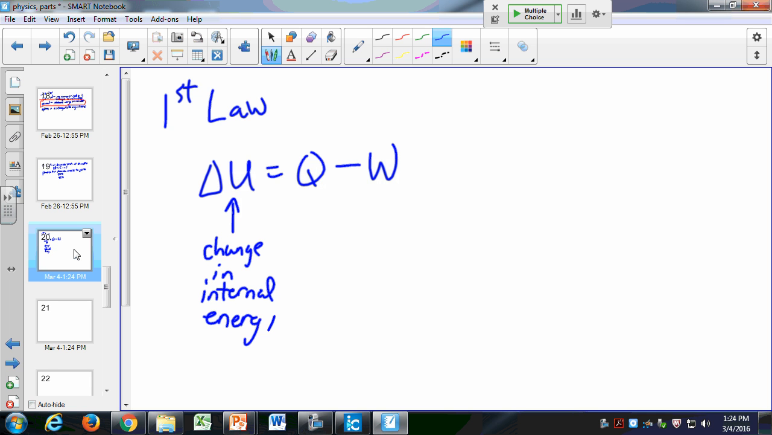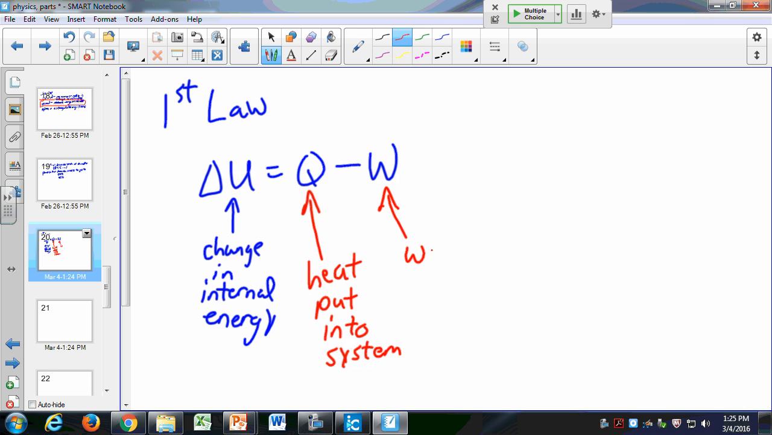Remember that internal energy is the energy of the molecules as they're moving around. So if you have a gas, the molecules are physically moving around, and they have a certain amount of internal energy. You can determine that classically just by the kinetic energy of all the different particles, and that's why they typically do that. And then this is the heat transferred into the system. And then this is the work done by the system.